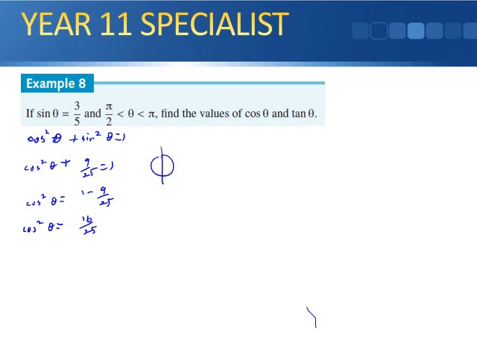Now in the second quadrant there, cos is negative, so cos theta will equal negative 4 on 5. Now tan theta is just sine theta divided by cos theta. Sine theta we know it's 3 on 5 times negative 5 on 4. I'll flip them, so they cancel and I'll get negative 3 on 4 there.